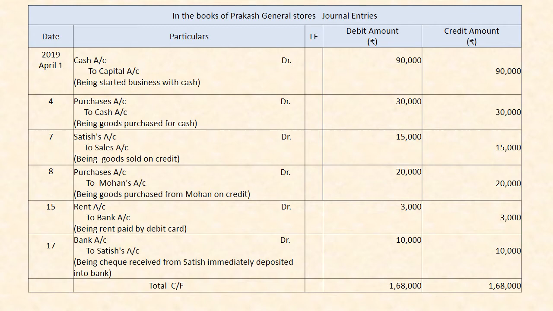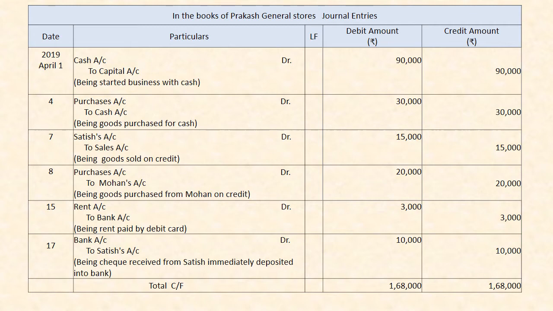Now write down headings of columns. First column is date, second particulars, third LF, fourth debit amount rupees and fifth credit amount rupees. In the date column, first write down the year given in the problem, that is 2019. Then write the month, that is April, and then the date of the transaction.